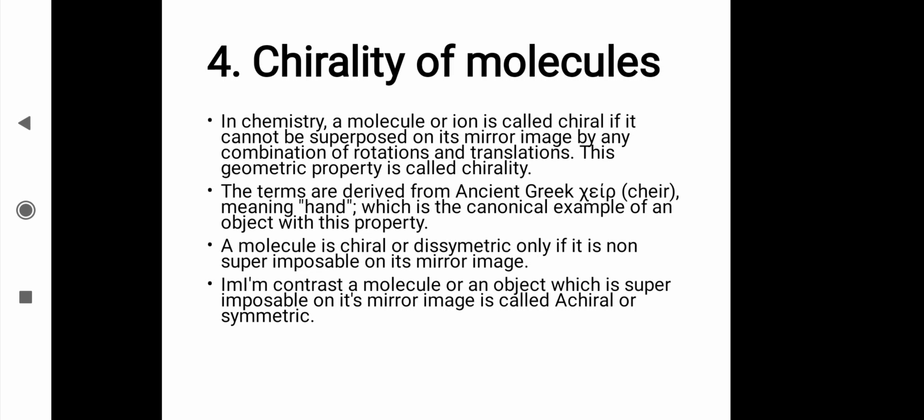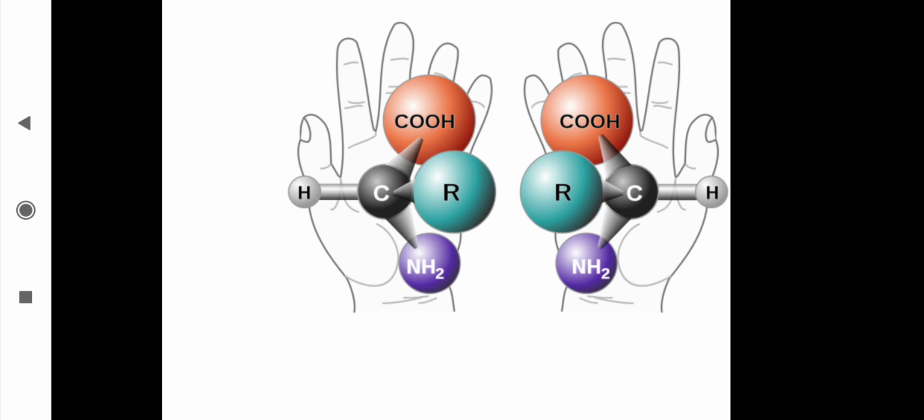In contrast, a molecule or an object which is superimposable on its mirror image is called achiral or symmetric compound. As you can see here, look at the hand. The H on the right hand is the H on the left hand. So it's non-superimposable. There's a twist, because your right hand and your left hand are not the same.